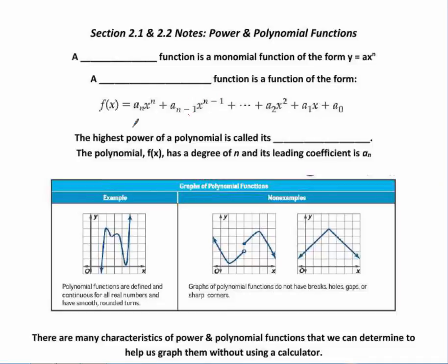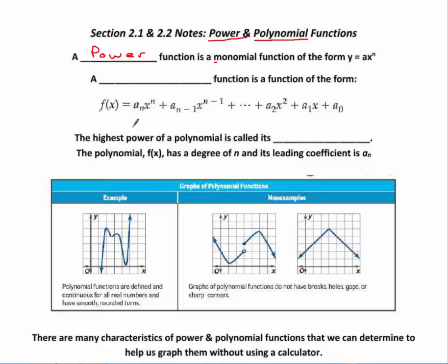Right, so we just finished up talking about quadratic functions. Now we're going to talk about another couple types of functions called power functions and polynomial functions. A power function is a monomial function of the form y equals ax to the n.